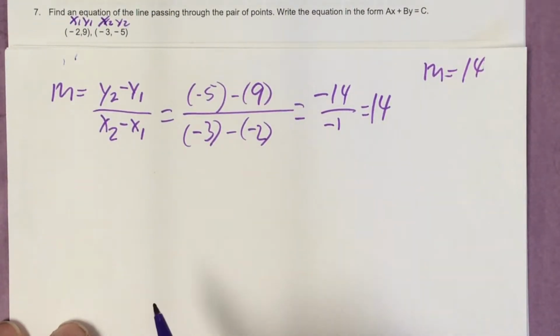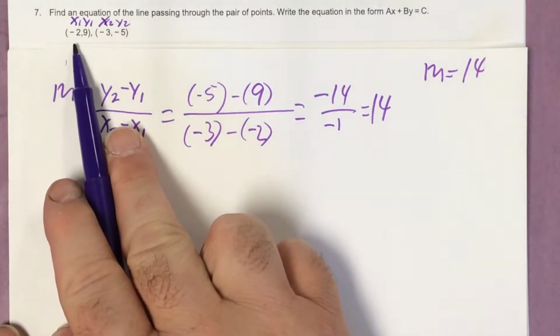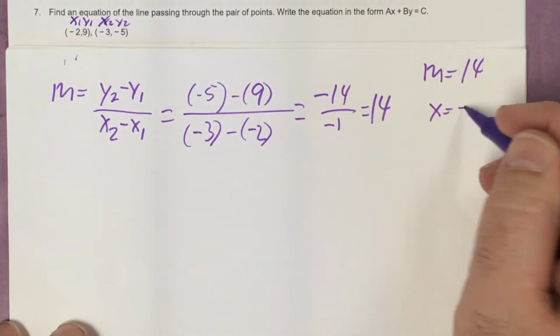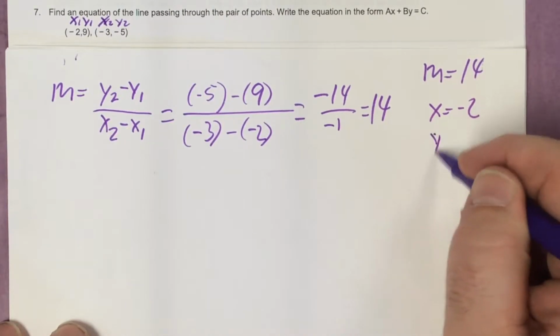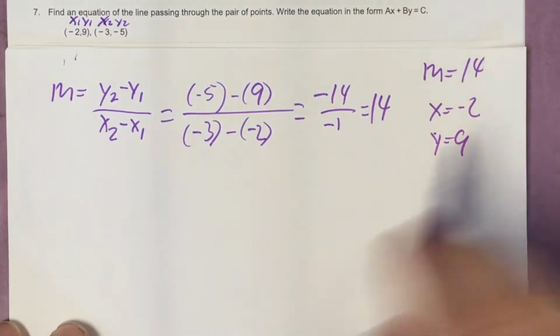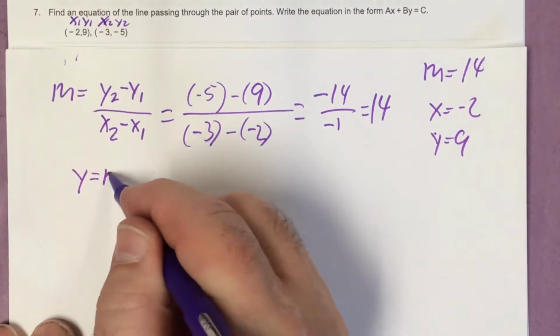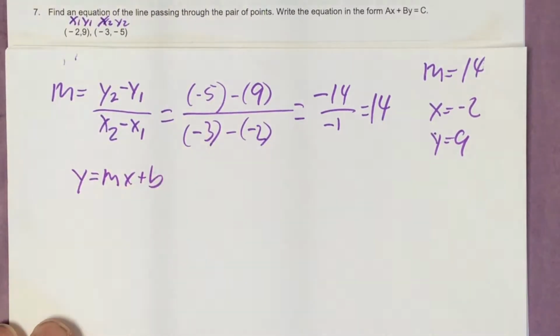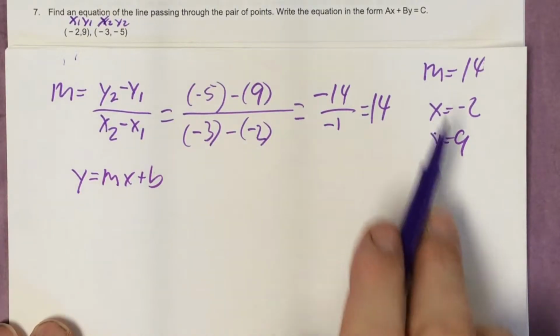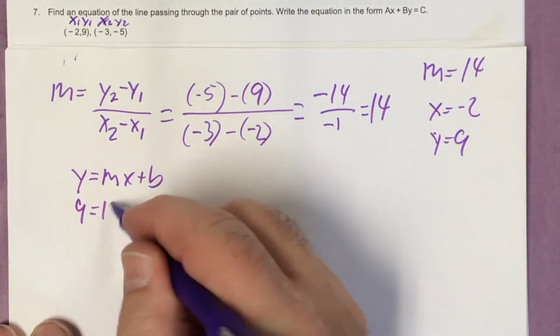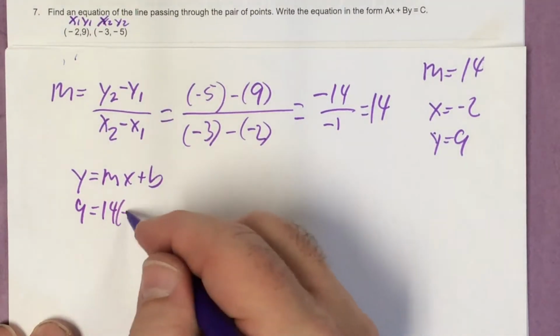Well, now that we know m is 14, we can pick any one of the 2 points that we're going to sub in. And what I'm going to do is I'm going to pick this first one here. So I'm going to let x equal negative 2 and then y equal 9. And I'm going to put this information now into the slope-intercept form of the equation. And let's see what we get. We have y equals 9. We have m equals 14. We have x equals negative 2.